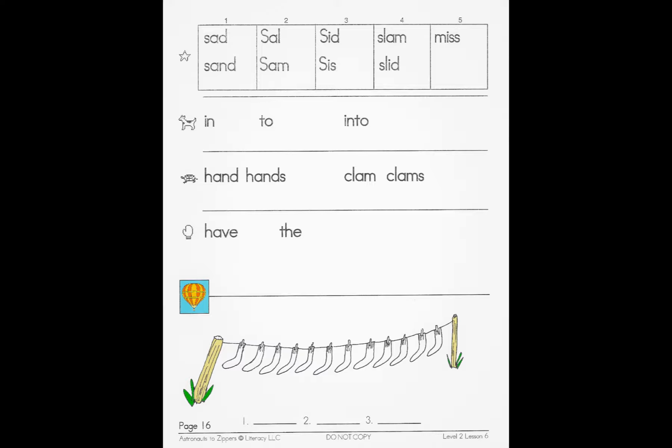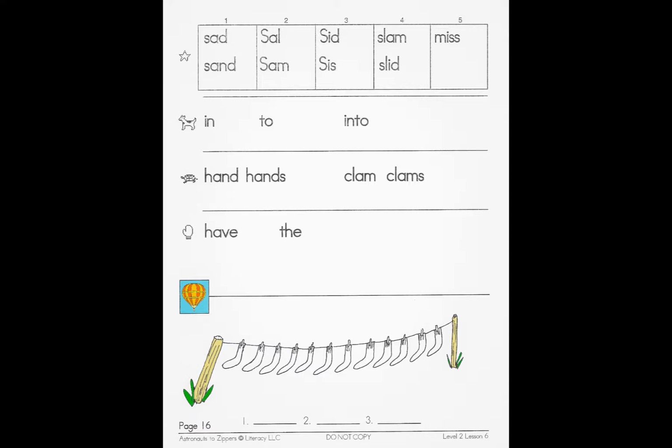Next to the turtle, there are some more words that you already know, and someone has added an S at the end of the words. When you add an S to the end of a word, it makes the word mean more than one. Like, I hurt my hand means one hand, but I will wash my hands means more than one hand.